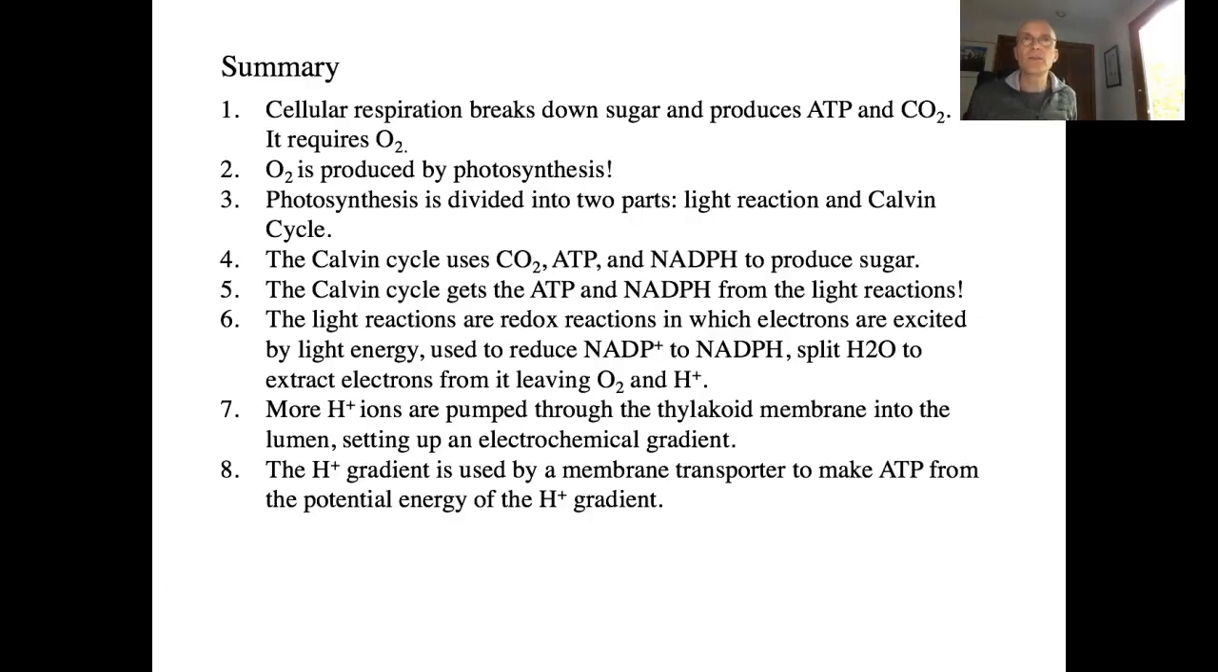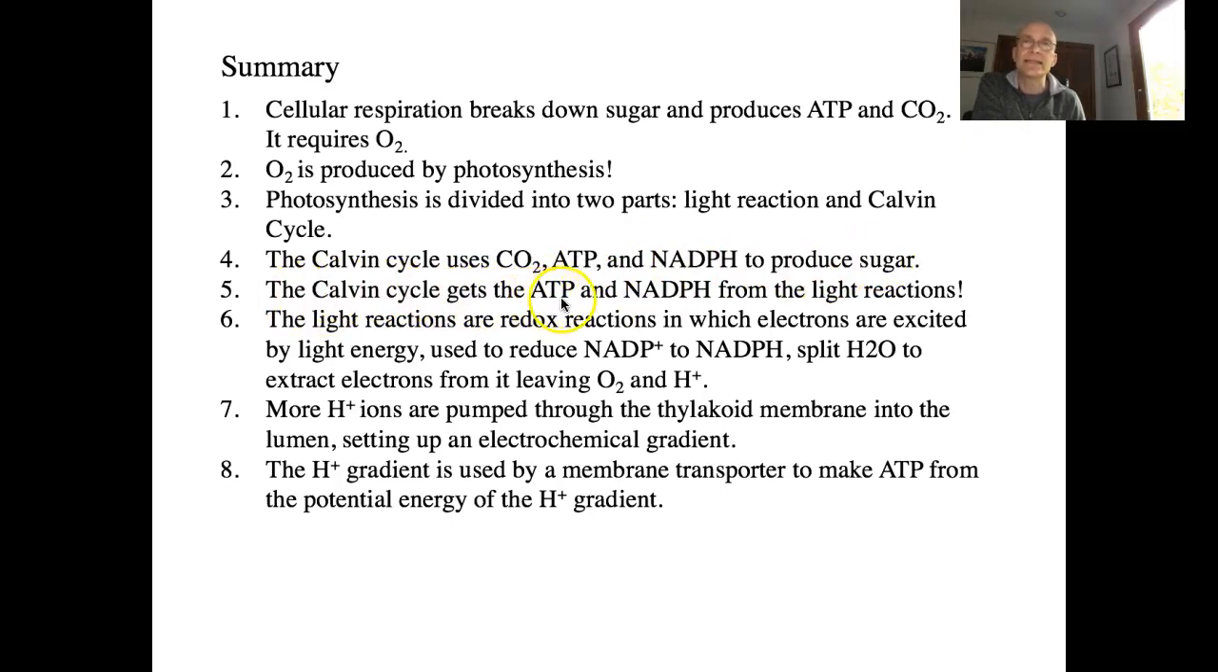So let's sum up what we talked about today. We said that cellular respiration breaks down sugar and produces ATP and carbon dioxide. We said that at the very beginning. We said that it requires oxygen, but the reason why I'm bringing it back here is because oxygen is produced by photosynthesis, right? It requires oxygen for cellular respiration, but oxygen is produced by photosynthesis. I said that photosynthesis is divided into two parts, the Calvin cycle and the light reactions. We started with the Calvin cycle. We said it uses carbon dioxide, ATP, and NADPH. It produces sugars.